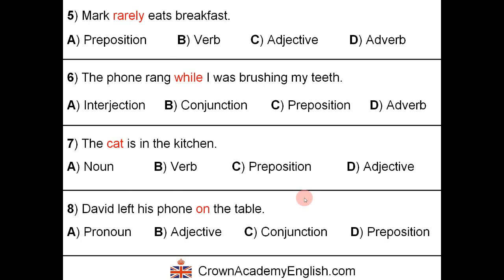Question 8. David left his phone on the table. The word in red is on. So in this sentence, what type of word is on? Is it A, a pronoun, B, an adjective, C, a conjunction, or D, a preposition?